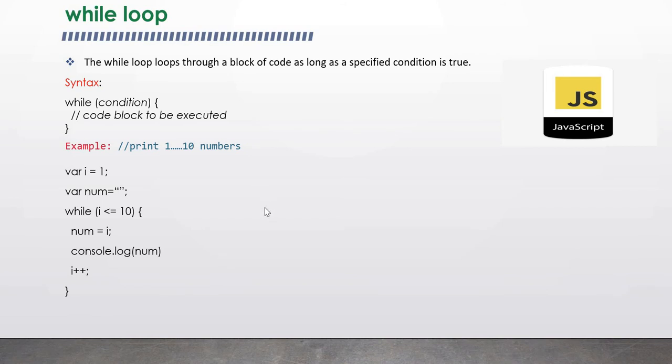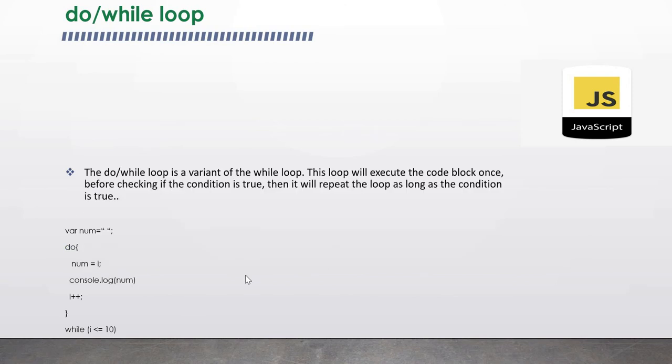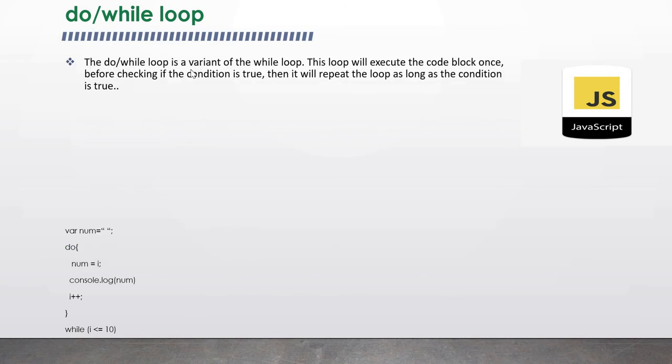Okay, so now let's see the do while loop, and then we'll do the same example in our code playground. So what is a do while loop? The do while loop is a variant of the while loop. This loop will execute the code block once before checking whether the condition is true. Then it will repeat the loop as long as the condition is true.